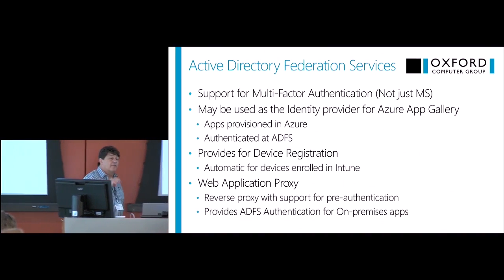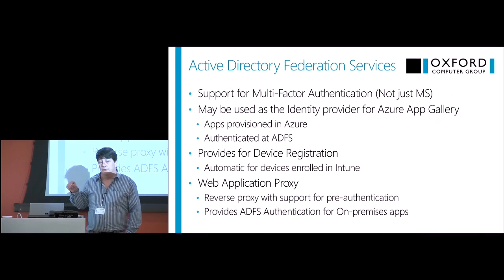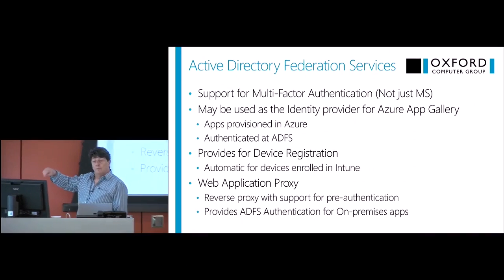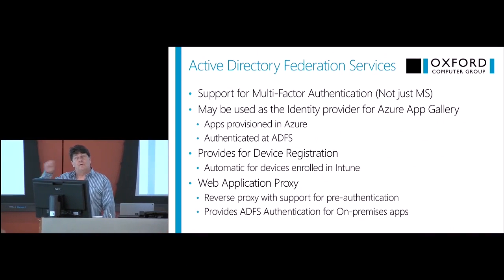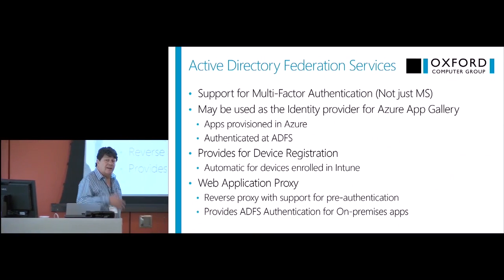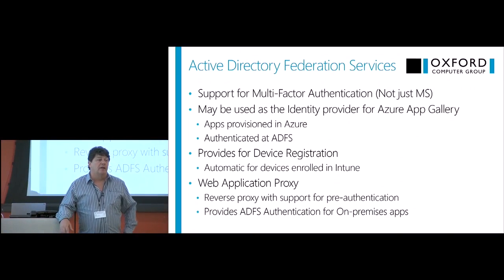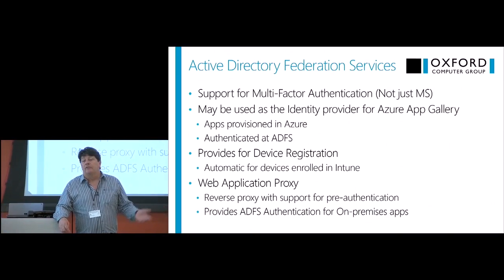ADFS 3.0, the version that came out in 2012 R2, also supports device registration, which gets us the ability to bypass or be accepted by conditional access. And this is provided by the Web Application Proxy, very similar to the Azure application proxy that Hugh demoed, except that's an on-premises component. So it allows for pass-through access as a reverse proxy. It also allows us to do claims-based authentication against it if we want, and do that pre-authentication as well.